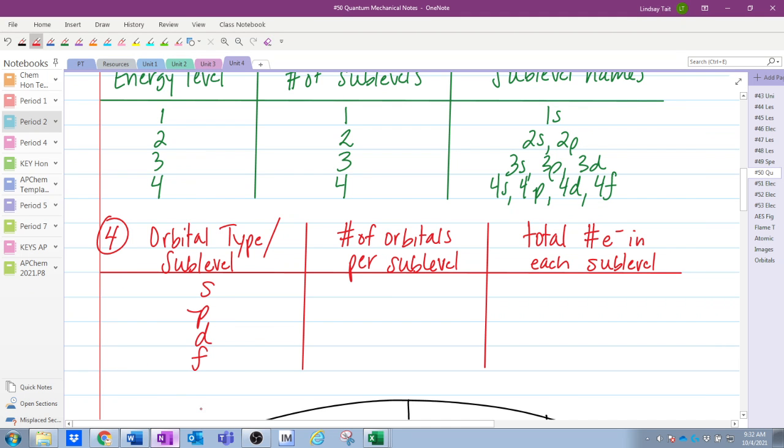All right, so in this first column, we're talking about the orbital type or the sublevel. So when it says S here, this could be the 1s, 2s, 3s, 4s. I'm not specifying. Or here, this could be 2p, 3p, 4p. So any sublevel that has a p in it. And what we want to know is how many orbitals can actually be in that sublevel.